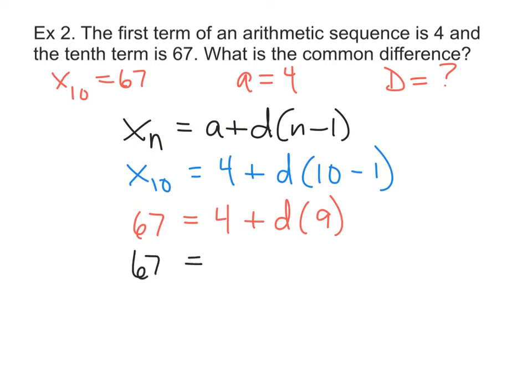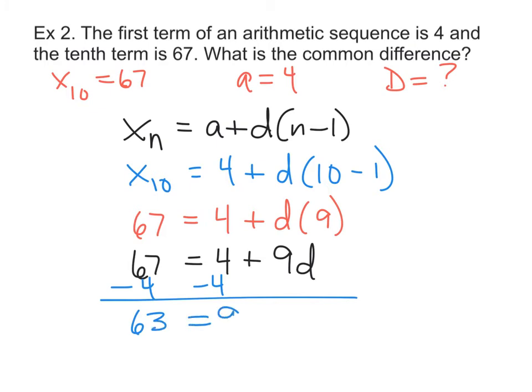67 is equal to, because notice now I only have the difference that I'm missing. I only have that variable of a d that I need to find, so I can do this. We've done it before. Let's subtract 4 from both sides, and I get 63 is equal to 9 times d. I'm going to divide both sides by 9, and I'm left with d is equal to 7. So that would be my common difference. All I had to do was use the formula, plug in what I know, and solve for what I didn't know.